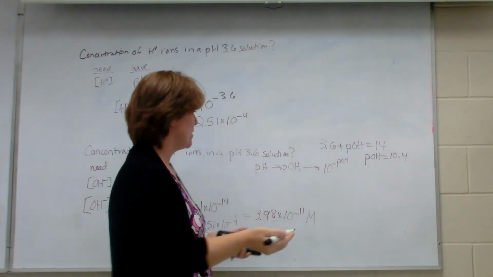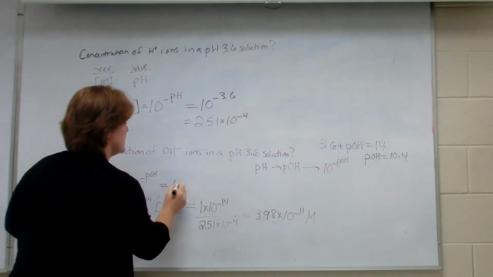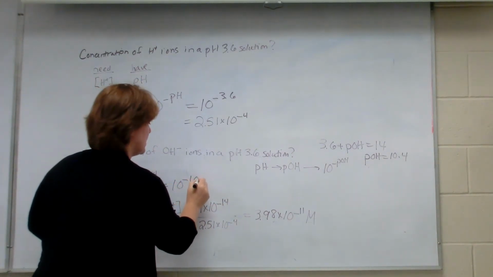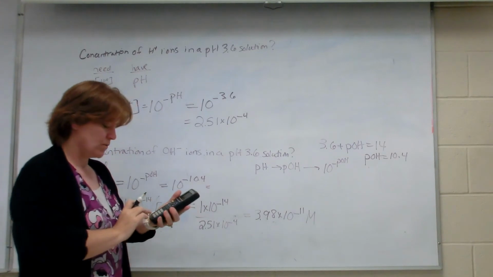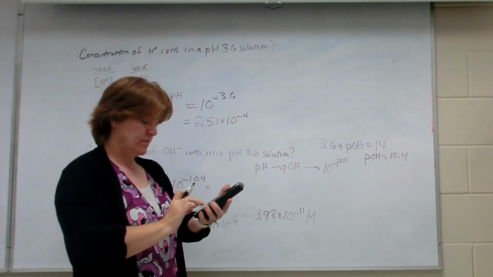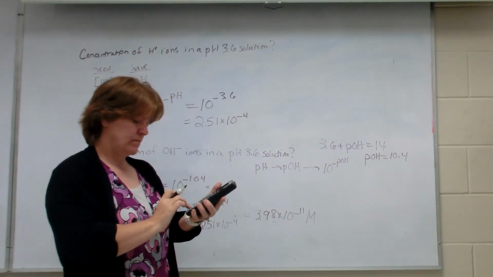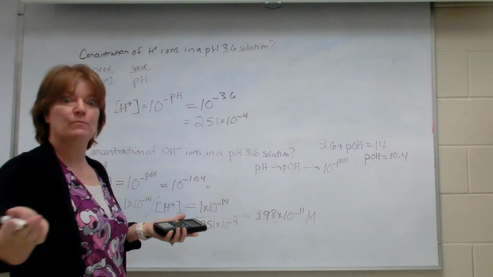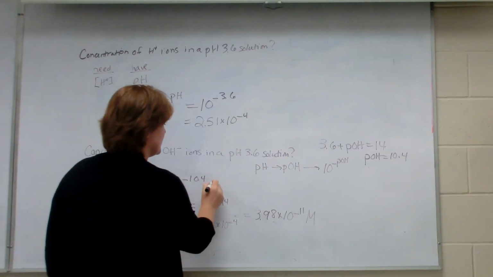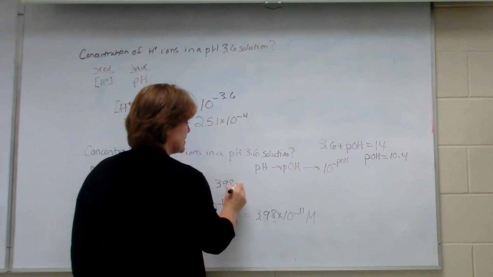Now I could take that number and plug it into this. 10 to the negative 10.4 power equals 3.98 times 10 to the negative 11. I hope it's not surprising that I get the same answer.